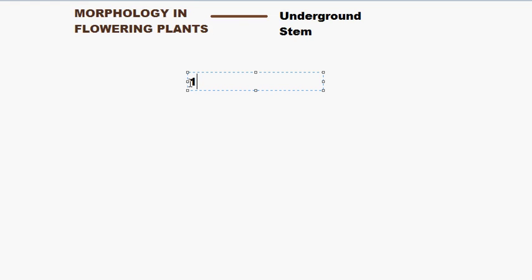These points of differentiation are not special, they are just the difference between a stem and a root. First of all, the stem bears nodes and internodes, as I have always been telling in the previous videos, and the root does not bear them. So let me write it down. Stem has nodes and internodes. Next, roots do not generally bear leaves or buds, but the stem bears them. So if you find buds or leaves developing underground, then it must develop from a stem.